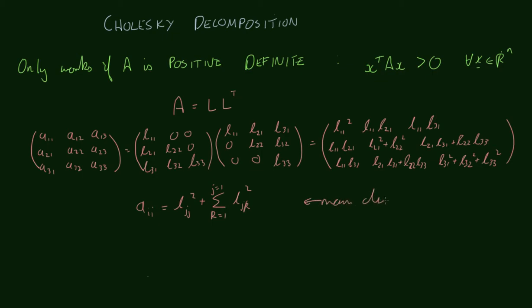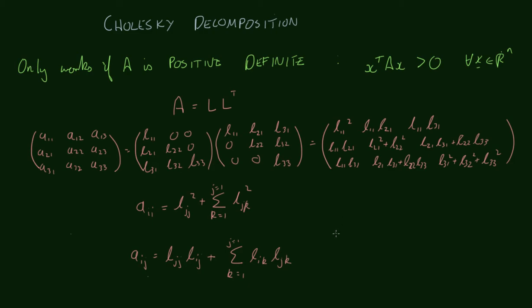That's the main diagonal. For all other elements, we have Ljj times Lij plus the sum of k equals 1 to j minus 1 of Lik Ljk. Just test it on one of these and you'll see that that's correct. Now we want to rearrange those to give L as the subject.